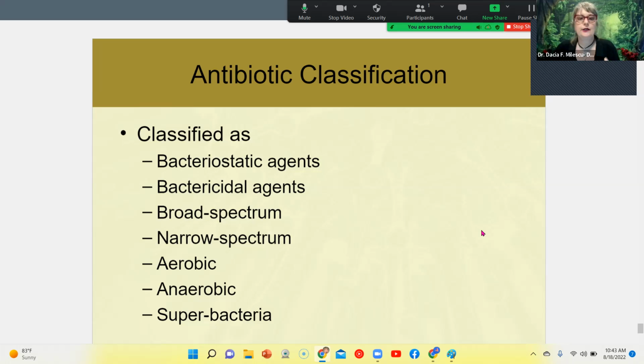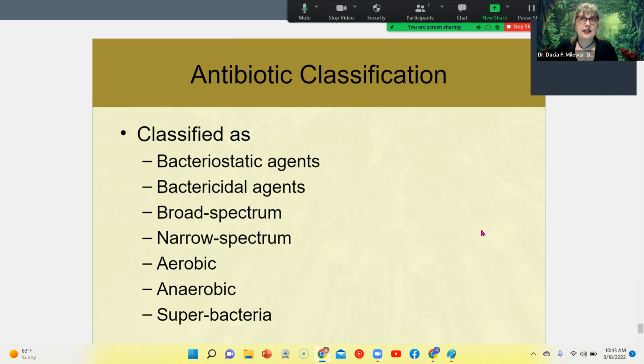cell wall. Those are bactericidal agents. Those are the ones that are really good. Those are the ones you want to take. But sometimes you can't take those for whatever reason. Sometimes it's allergies. Sometimes that particular bacteria that has infected the individual, you only have bacteriostatic agents for.